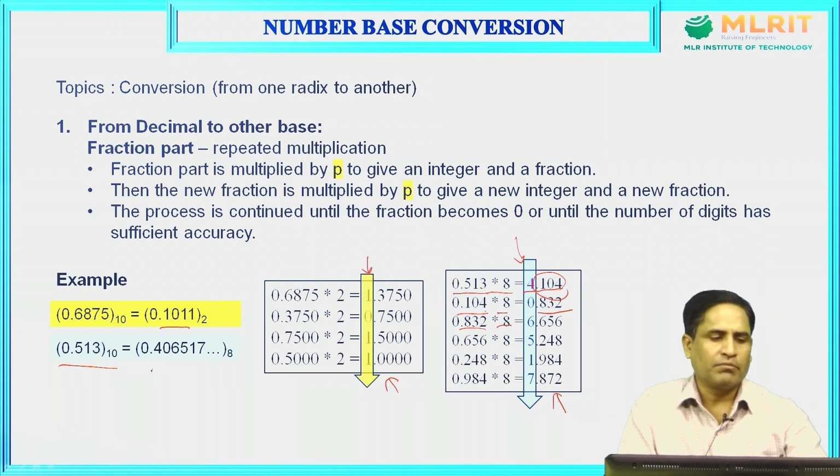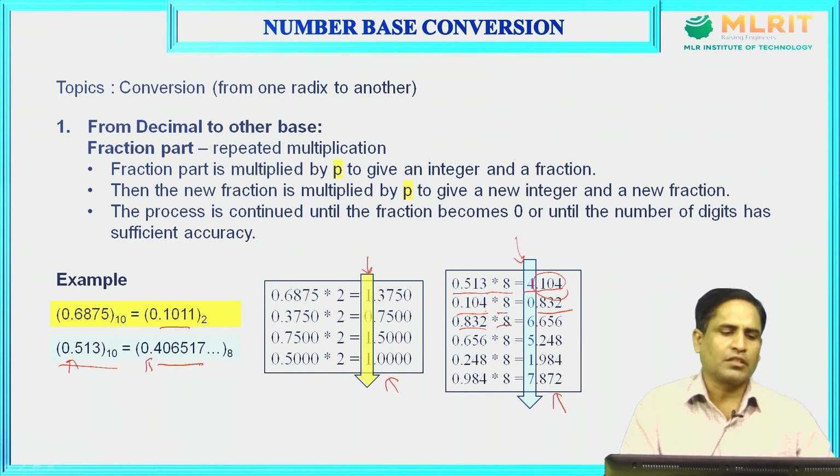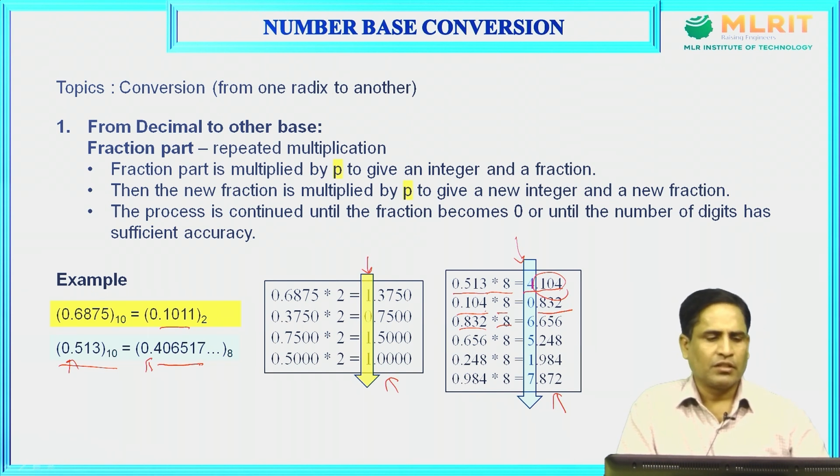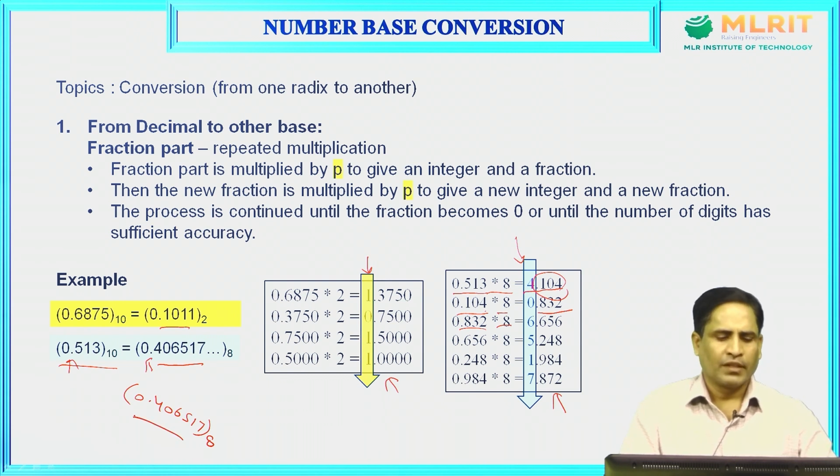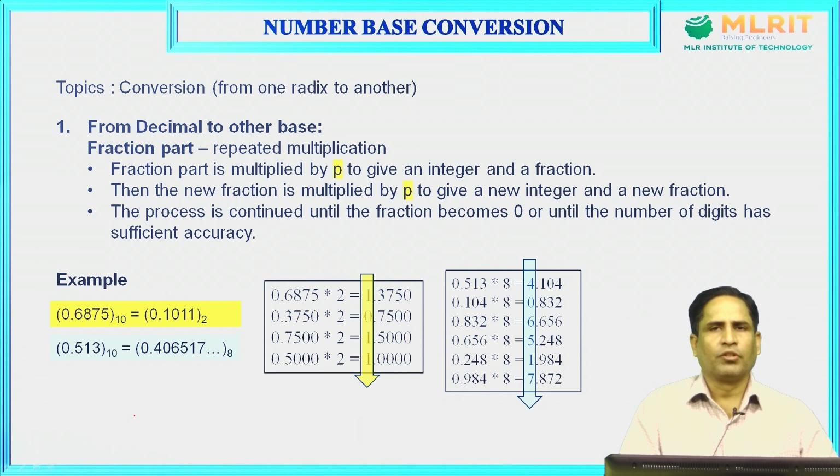406517. So again a fractional part will be there because that was there in the original number. So 0.406517 base 8. You can also write it like this, 0.406517. That's up to significant bits, it's a correct answer. So for any base to decimal, just expand the number, and for decimal to any base, for the integer part we have to do the repetitive division, and for the fractional part we have to do the repetitive multiplications.